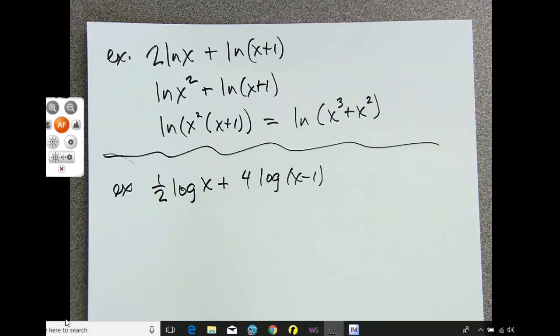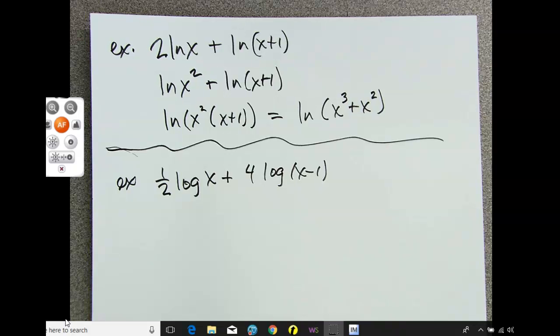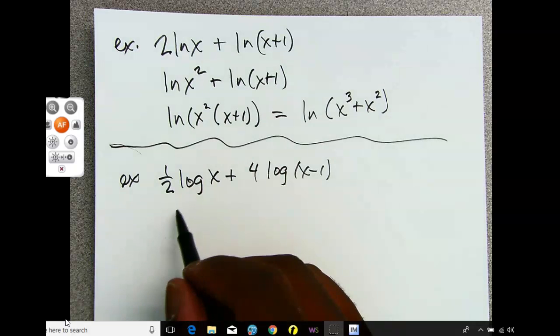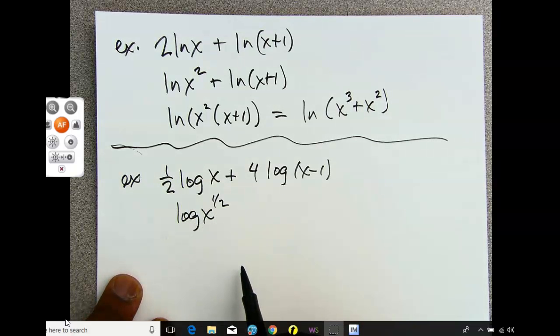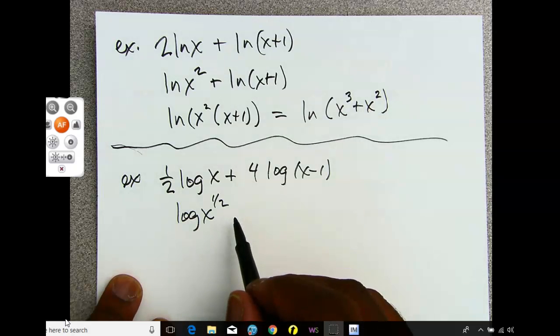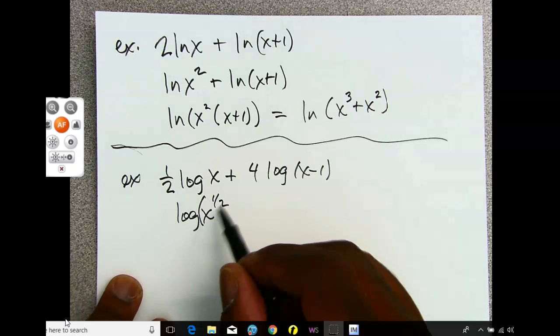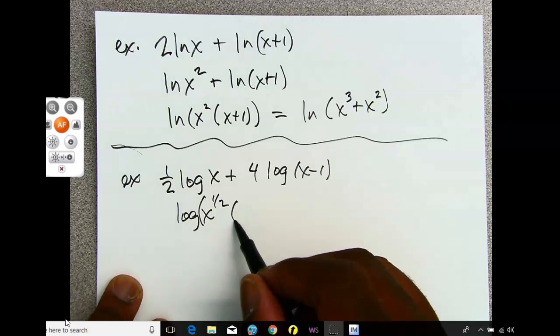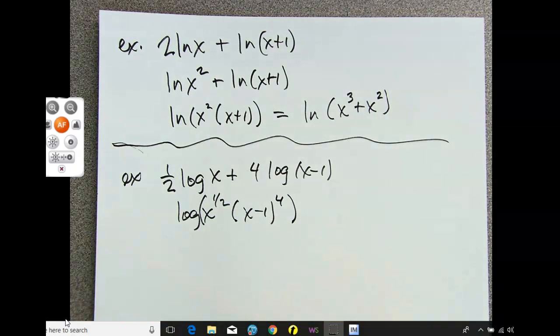Okay, so how about Christian? What'd you get? Log of x to the 1/2. Okay. Oh, okay. So your final answer would be log of x to the 1/2 times x minus 1 to the 4th. All right. Or the square root of x.